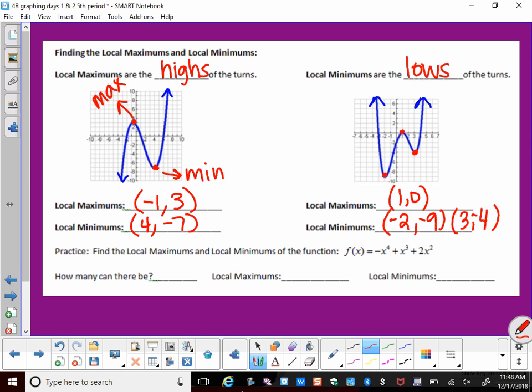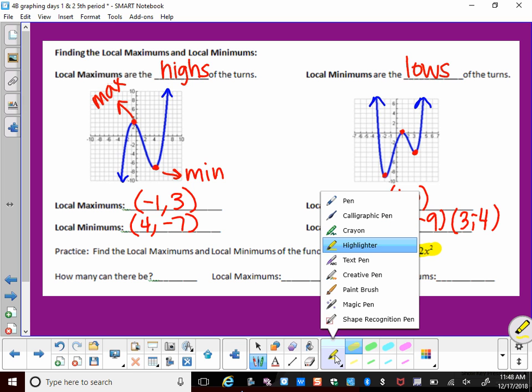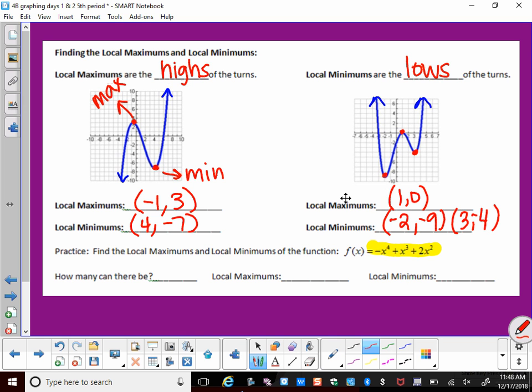Alright, I want you guys to type in this problem into your calculator, -x⁴, this one right here: -x⁴ plus x cubed plus 2x squared. And I want you to tell me how many local max and mins there are.